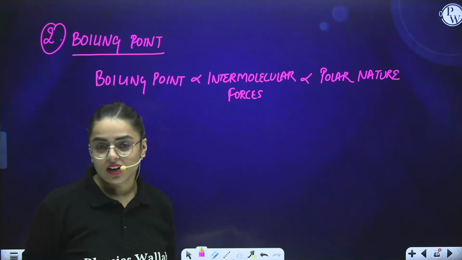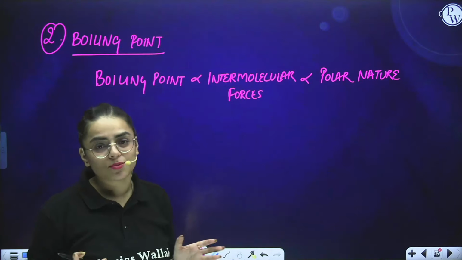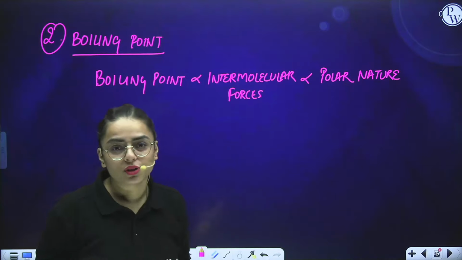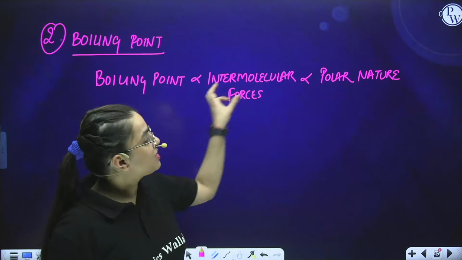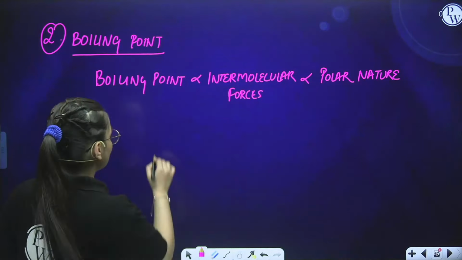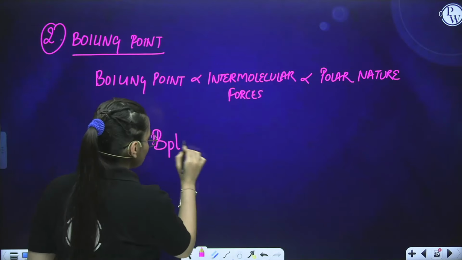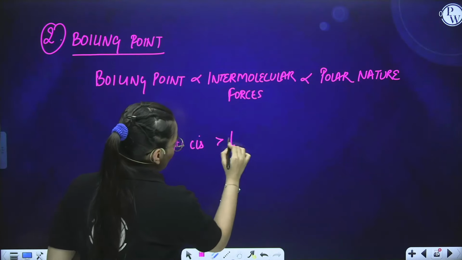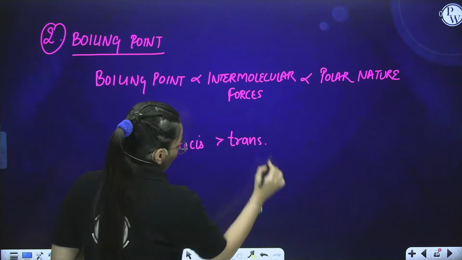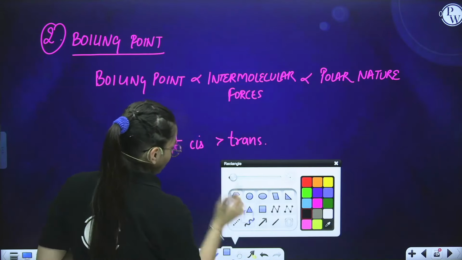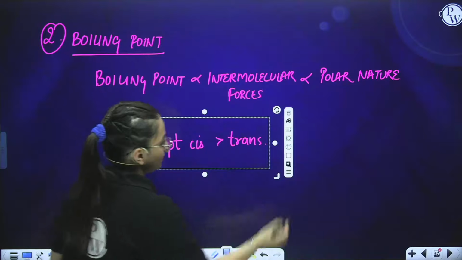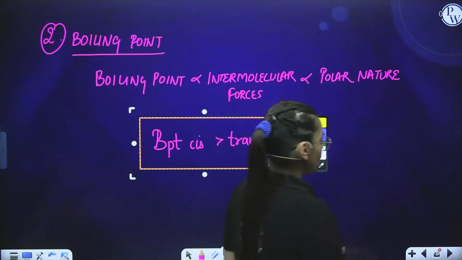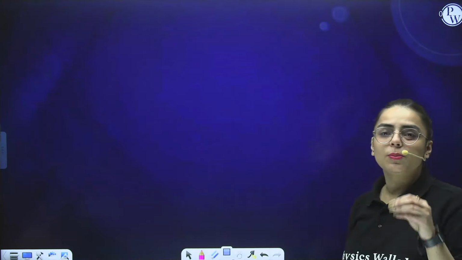Now, in the case of trans, there was no net dipole moment. That comes out to be 0, hence that was non-polar nature. So, as you know, boiling point is directly proportional to polar nature, hence we can say that boiling point of cis is more than of trans. Okay, kindly put this in a box for you to understand. Now let us see the next property, students. We have seen the property of boiling point, now we will see the property of melting point.